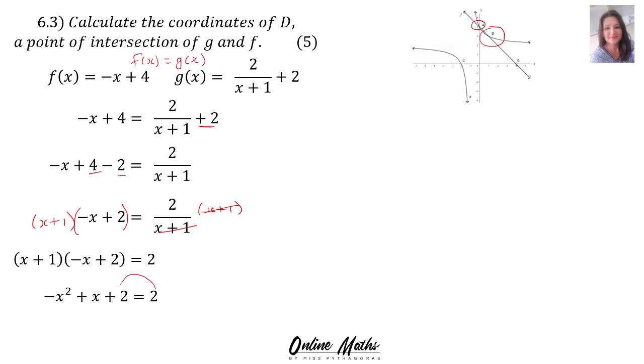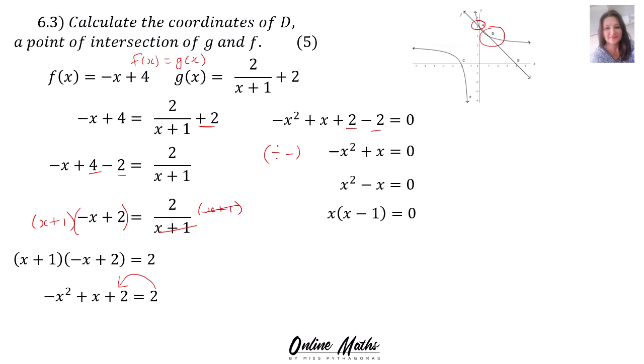In the next step we will let this 2 walk across. It becomes negative 2, and we say plus 2 minus 2 is nothing, and we end with negative x squared plus x is equal to 0. Then I want to factorize, but now I will first divide right through by a negative, and I end with positive x squared minus x is 0. Now you factorize. You take out x as a common factor, and you're left with x bracket x minus 1 is 0, x is 0, or x minus 1 is 0, therefore x is equal to 1.